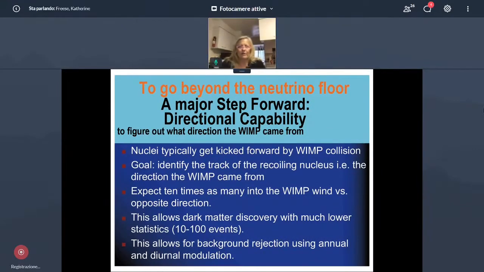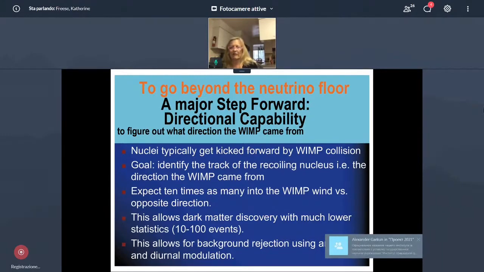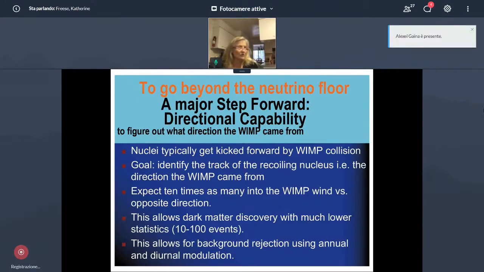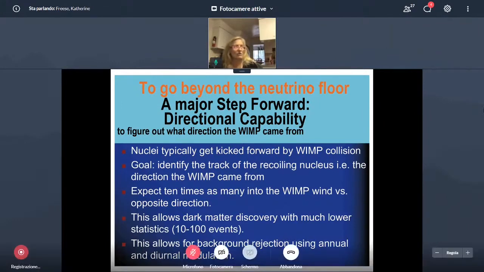I mentioned that to go beyond the neutrino floor, directional capability would really be helped. If you can tell what direction the WIMP came from, because nuclei typically get kicked forward, then it would be easier to differentiate whether you're seeing WIMPs or something else. Because the sun is moving around the center of the galaxy, there is a preferred direction the WIMPs should be coming from. It's the WIMP wind. It's as though we're driving into the rain. So if you look in that direction, you get 10 times the signal of looking in the opposite. And so I'm mentioning this specifically to show you some ideas that we had.